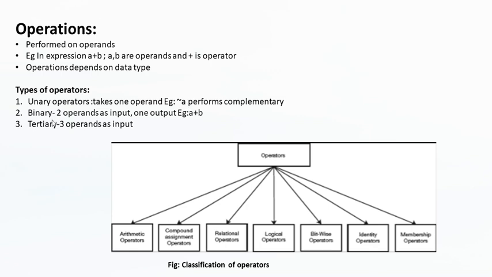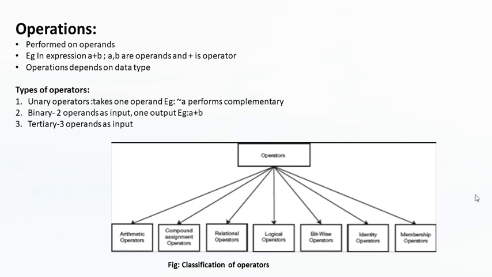Binary operators have two operands, for example a plus b. This is a binary operation, and plus here is a binary operator because it works on two operands, a and b, but the output will be only one. Ternary means you will have three operands. The operator is going to connect three operands, so three operands are taken as input.